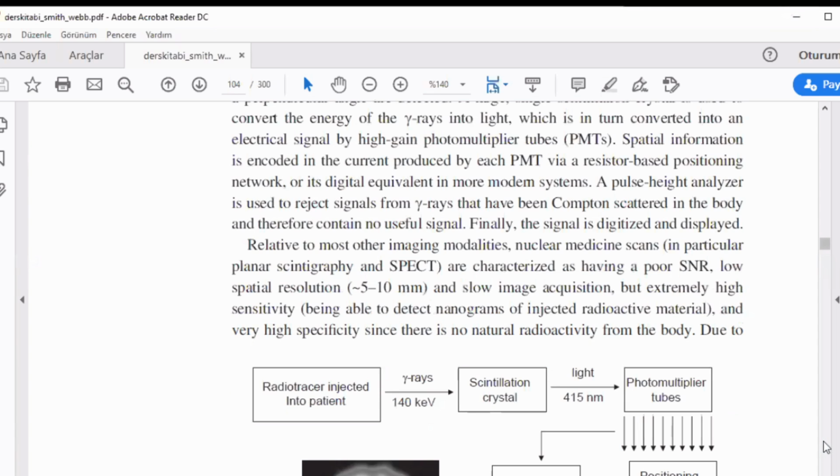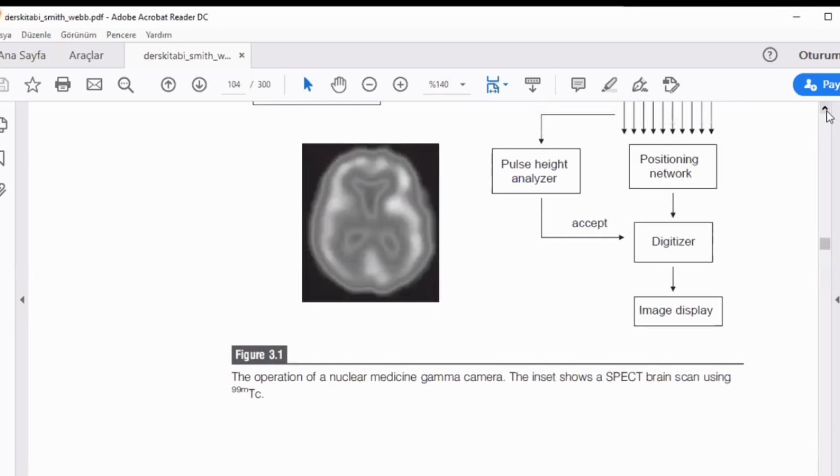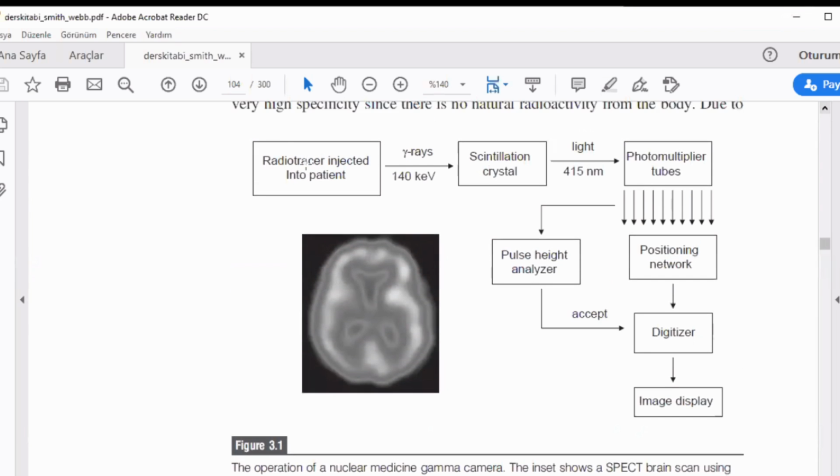We are missing this. So this is a kind of basic block diagram of what's going on. So first, a radio tracer is injected into the patient, sometimes swallowed, sometimes inhaled, but this technetium is being injected, and the patient starts to emit gamma rays of this energy. The scintillation crystal, sodium iodide, receives the gamma ray and converts it to many light photons. Note that this is the high energy part. This is the low energy or visible light part.